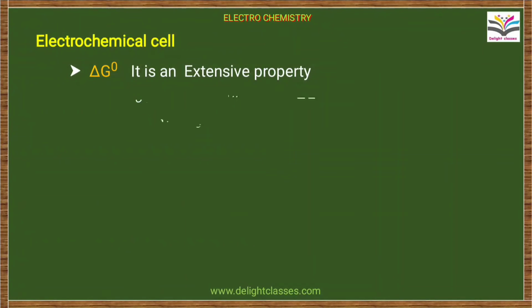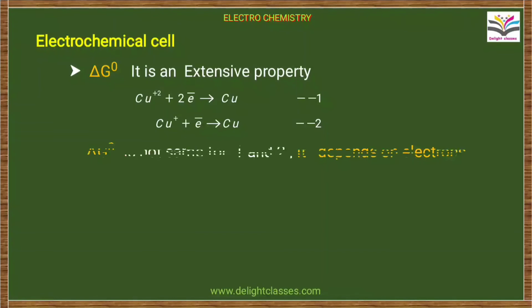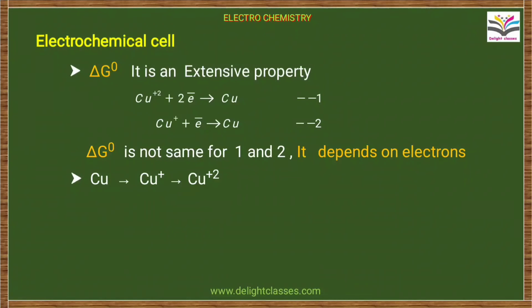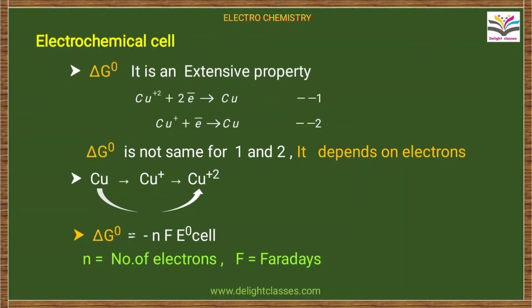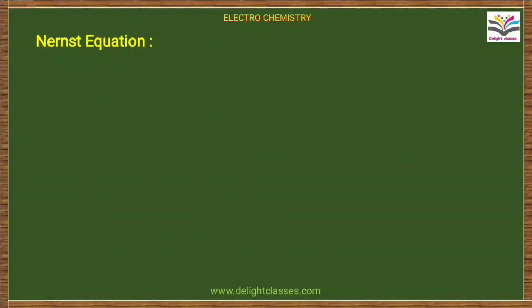Delta G naught is an extensive property. Cu2+ plus 2 electrons gives Cu. Cu+ plus 1 electron gives Cu. Delta G naught is not the same for 1 and 2; it depends upon electrons. Cu gives Cu2+ in two steps, or in one step Cu gives Cu2+. For that calculation purpose, delta G naught is equal to minus N F E naught cell, where N is the number of electrons and F is Faradays.